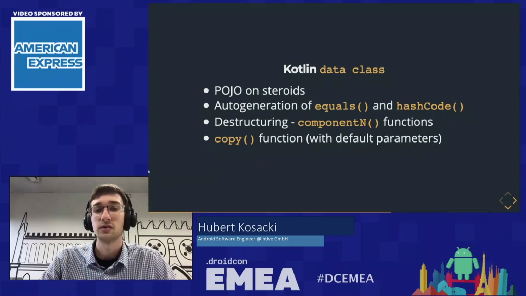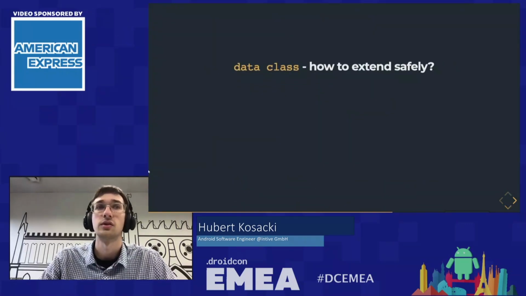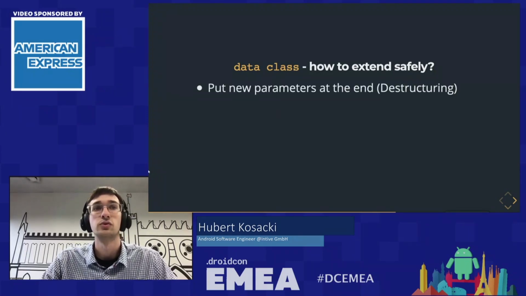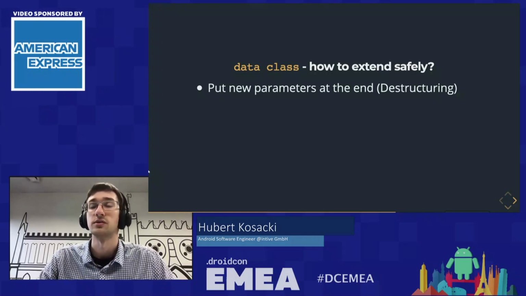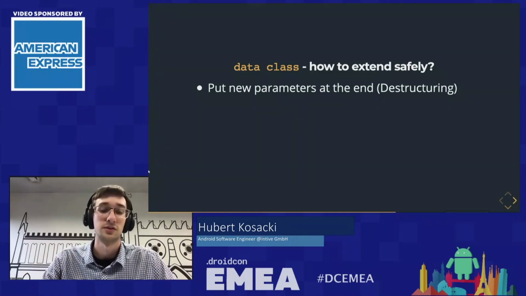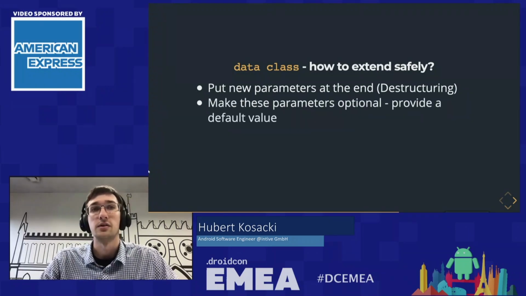Now let's have a quick thought on how we can safely extend data classes. So the first thing is that we should put new parameters for the data classes at the end, so that the destructuring declaration will work fine, meaning that every single item has its order number and it remains unaffected. These parameters should remain optional.